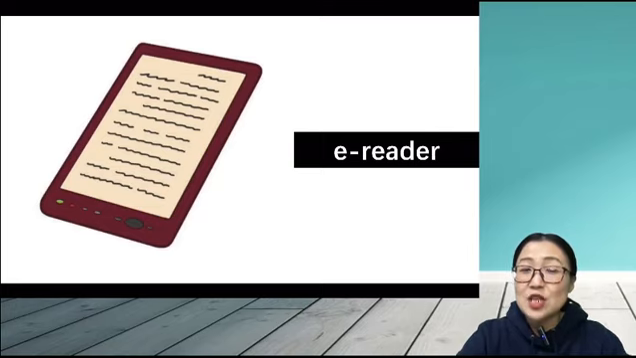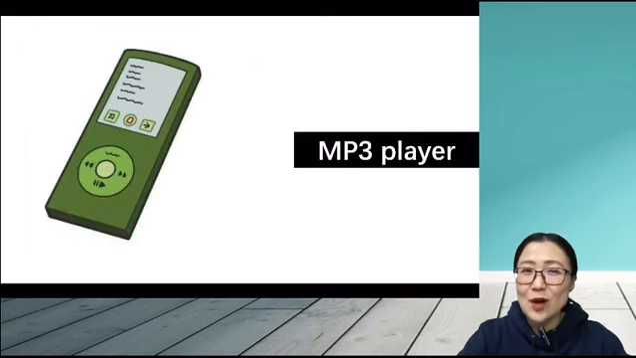And now, let's take a look at the next part, e-reader. E-reader. So e-reader, we use the e-reader to read books. And let's take a look at the next one, MP3 player. So what is an MP3 player? Right, 就是 MP3. But we don't see that very often.